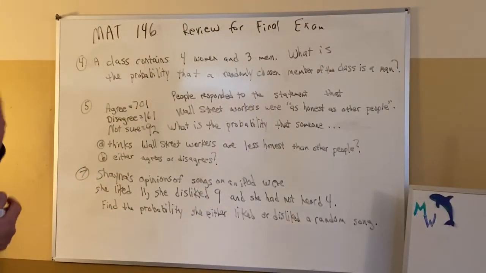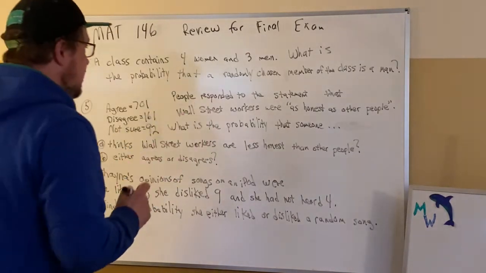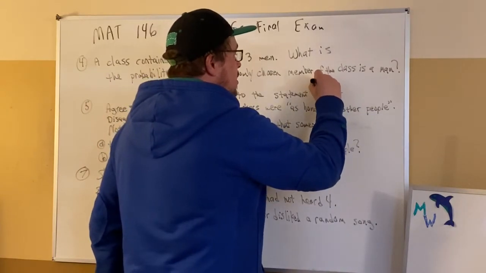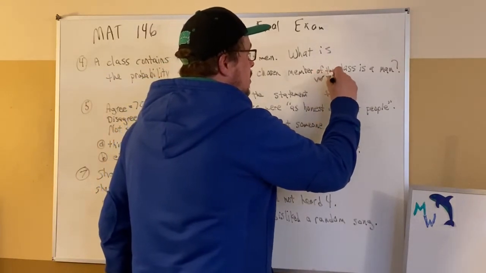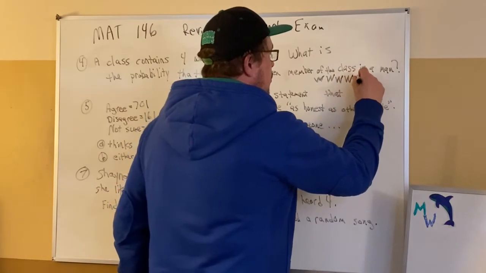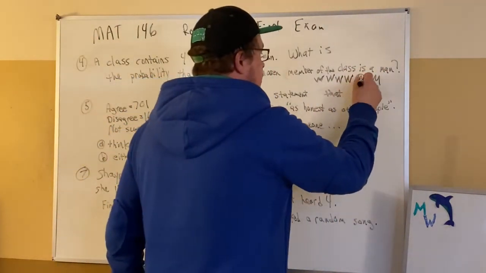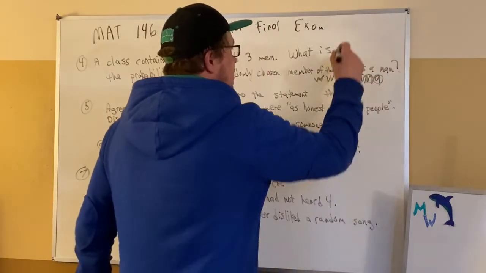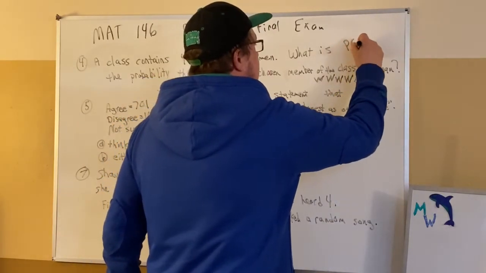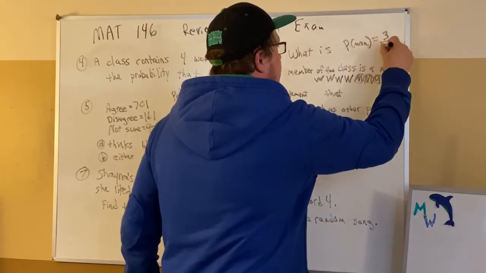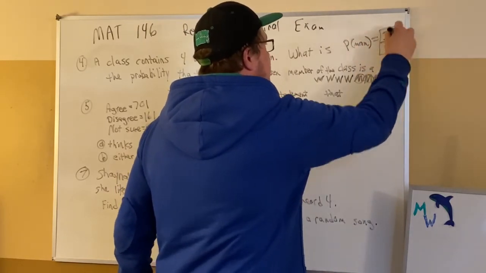Okay, continuing with the review. Class contains 4 women and 3 men. What's the probability that the randomly chosen member of the class is a man? Let's set up the sample space. 1, 2, 3, 4 women, 1, 2, 3 men. And so we have 1, 2, 3 men that do meet our criteria, which is 3, over the total of 7, probability 3/7.